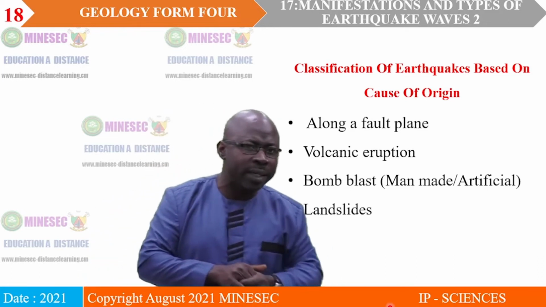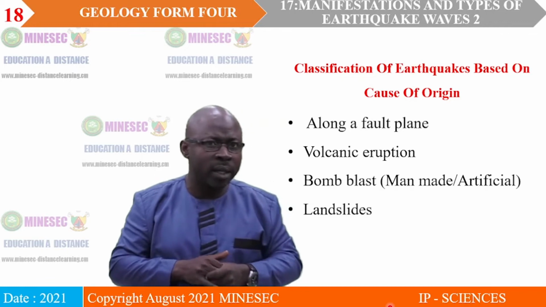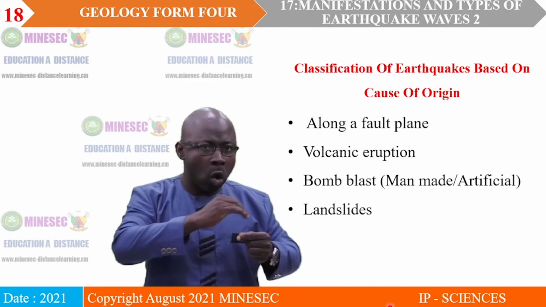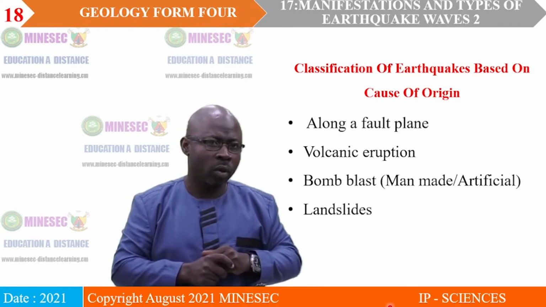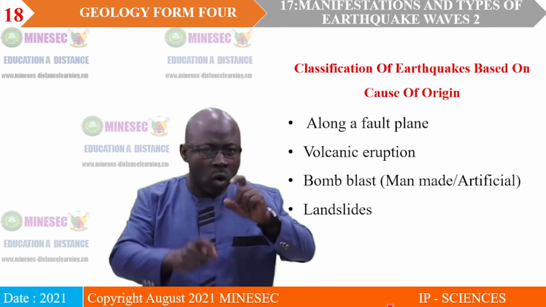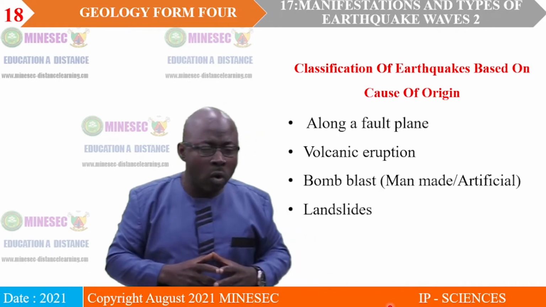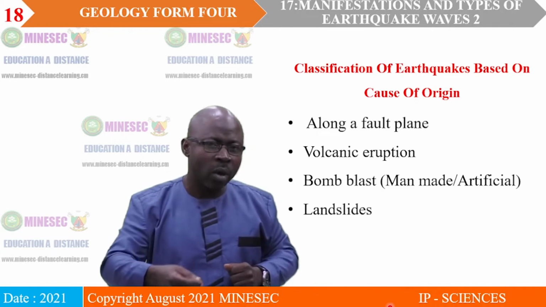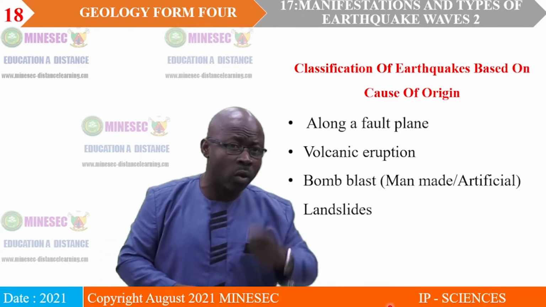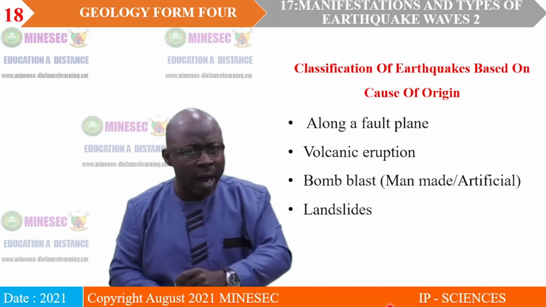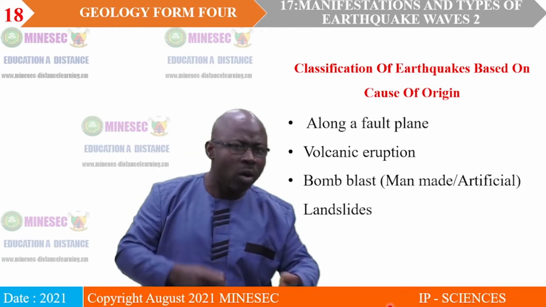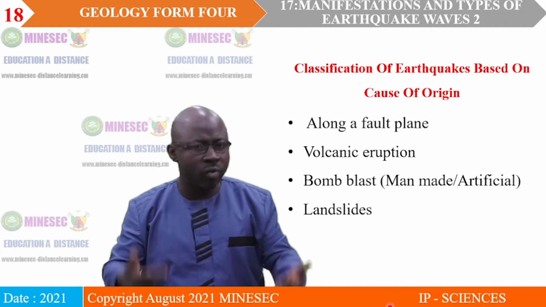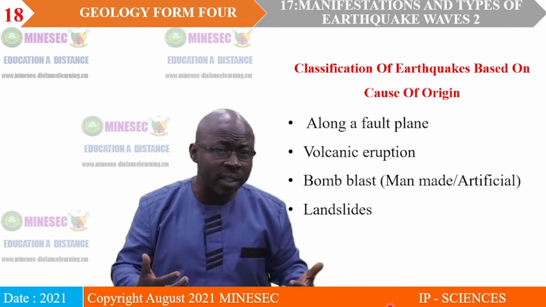We take the second criteria for classifying earthquakes, based on the cause of origin. Based on the cause of origin, we have earthquakes that occur along fault planes. We have those that are caused as a result of volcanic eruptions. We have those that are caused as a result of bomb blasts. Those earthquakes caused by bomb blasts are sometimes referred to as man-made or artificial earthquakes. How do these result? During extractive processes.